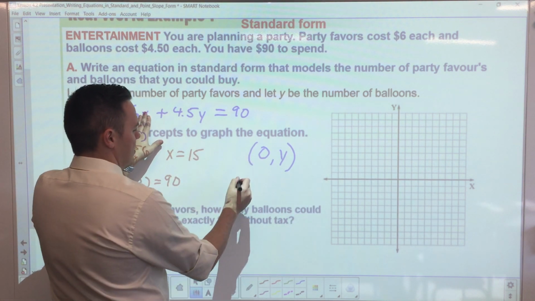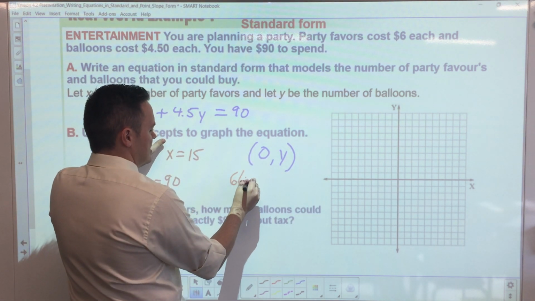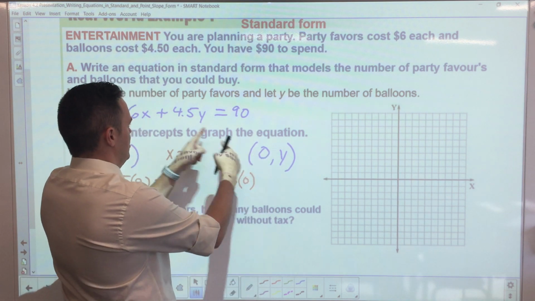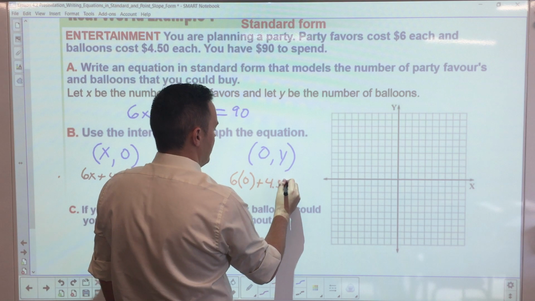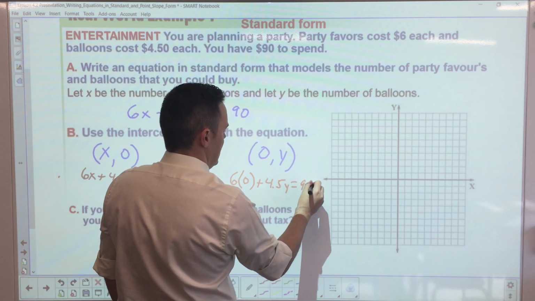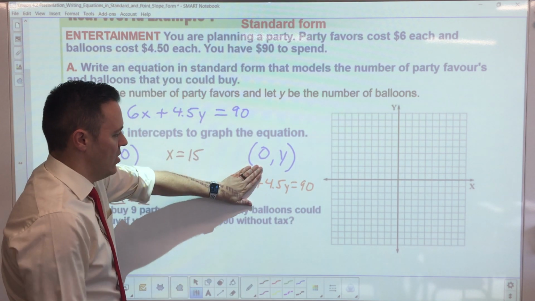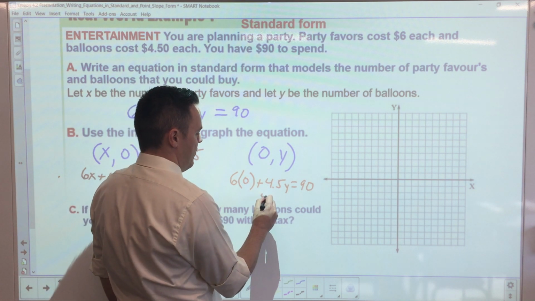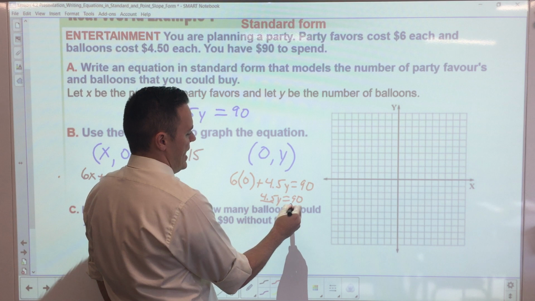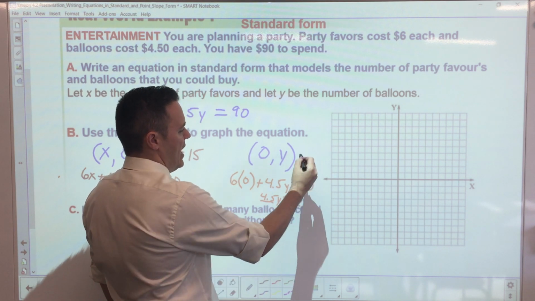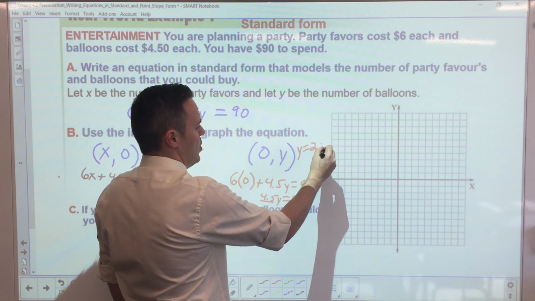Now, ladies and gentlemen, plug 0 in to here. So it's 6 and 0 because that's what I told you to for the x. Plus 4.5y equals 90. Okay? Cancel these out. So you basically have 4.5y equals 90. Divide both sides by 4.5. You're going to go y equals 20.